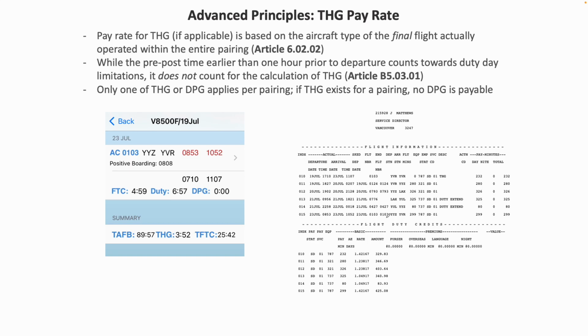Now let's look into THG. For THG, the only minor difference for this as opposed to DPG is that it is paid based on the aircraft type of the final flight actually operated within the entire pairing. So for this particular example, I had a multi-day pairing that went from July 19th all the way to July 23rd.